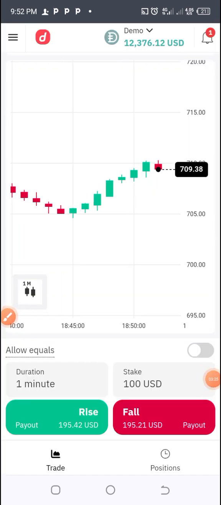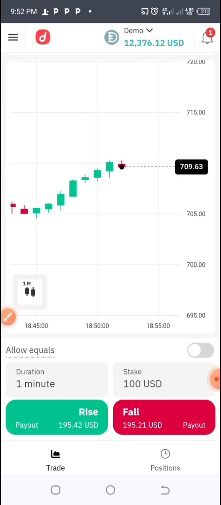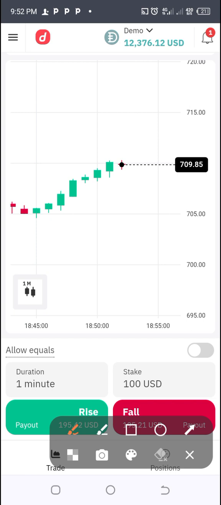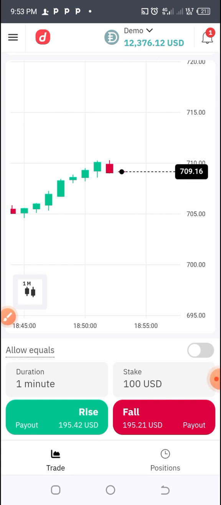So what we are entirely trying to look at, Rise and Fall, means that, for instance, if I enter a Rise, I will enter here at this current price of 710. So if within 1 minute this candle closes bullish, when I had already pressed Rise, I will win, and the payout will be 195.42. That's $100, which is my stake, plus the profit of 95.42. This is over 95%, right?